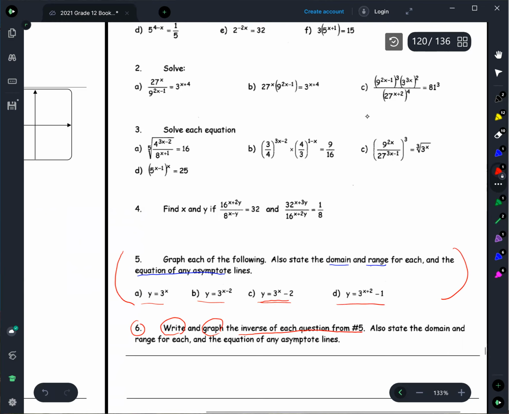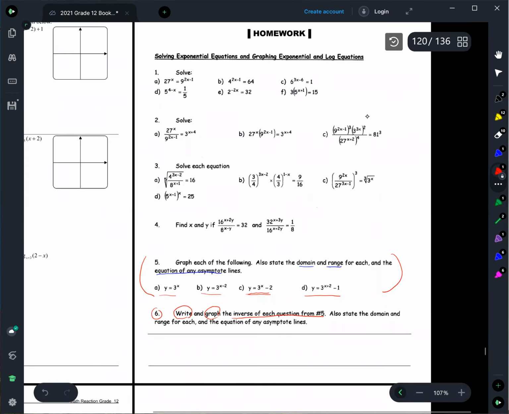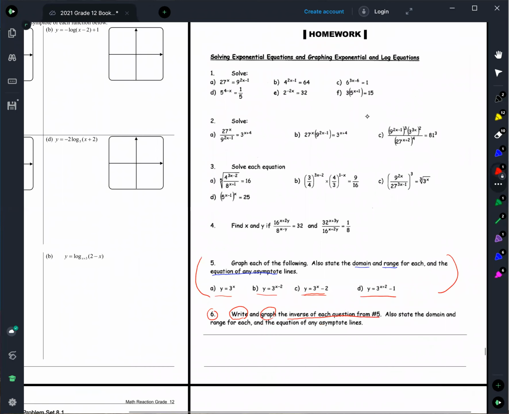So you need to turn those into inverses first. You need to follow the 3 steps: switch x and y, and then do the counterclockwise thing, and then turn them into inverses. After that, you need to graph the inverse. Once you get the inverse graph, you have to write the domain, the range, and the asymptotes. So basically everything we just covered.